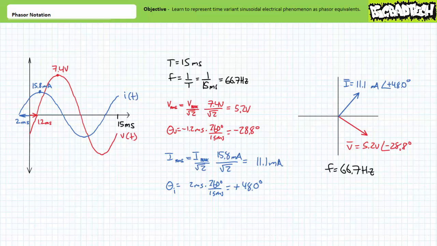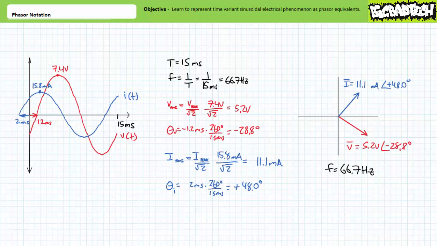Given voltage appears to lag our previously agreed upon reference by 1.2 milliseconds within a period of 15 milliseconds, this corresponds to a phase shift of negative 28.8 degrees. The phasor equivalent of voltage is therefore equal to 5.2 volts at an angle of negative 28.8 degrees. Illustrated in the phasor diagram, V has a magnitude of 5.2 volts and is pointed at an angle of negative 28.8 degrees. Given a peak current value of 15.8 milliamperes, this corresponds to an effective current value of 11.1 milliamperes.